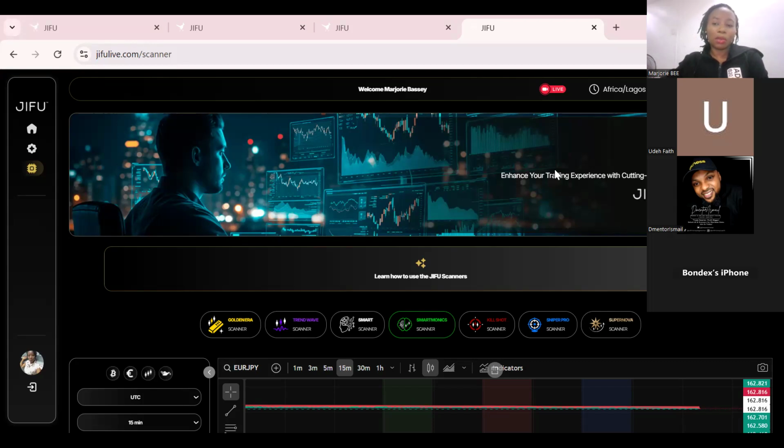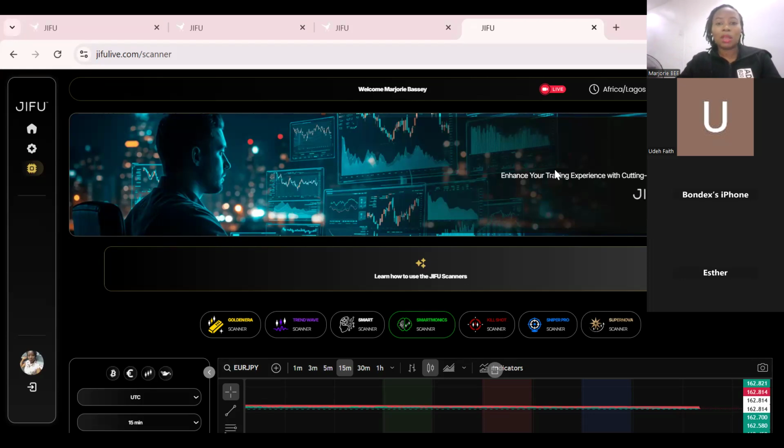So tonight we are going to be looking at the Smartmonics Scanner, the strategy behind it, and how both newbies and people who have been trading for a bit can use the scanner to optimize their trading.